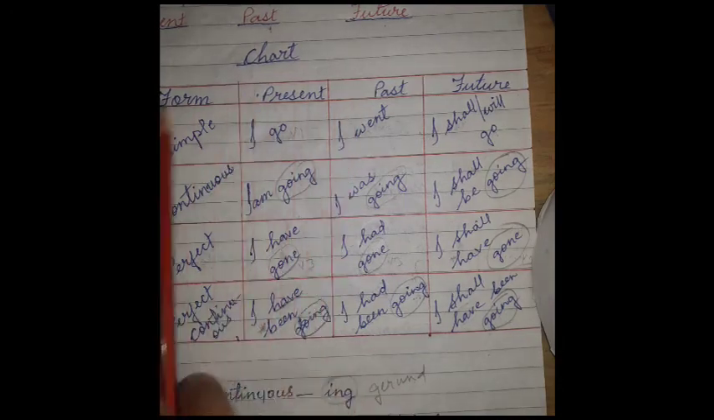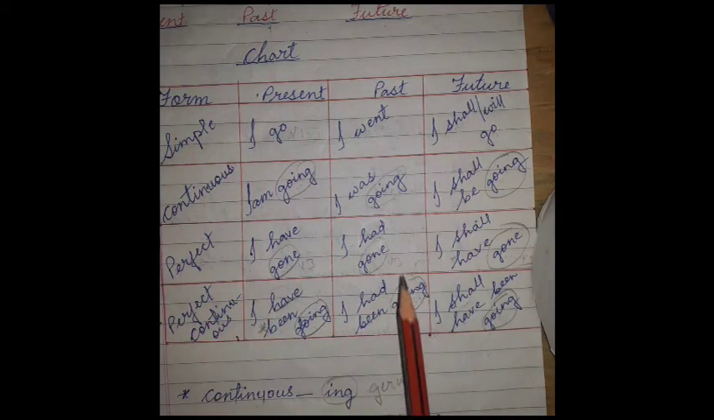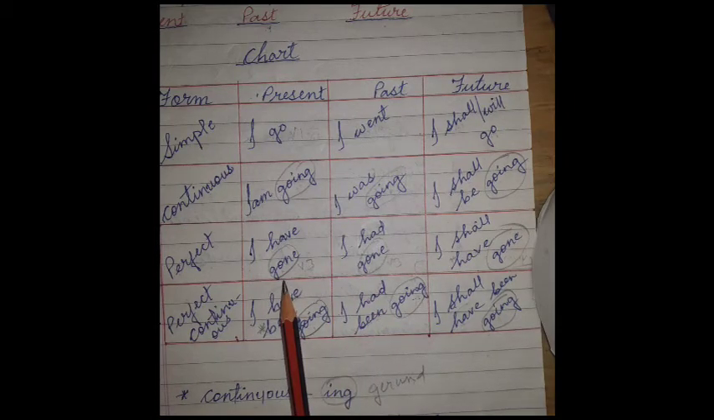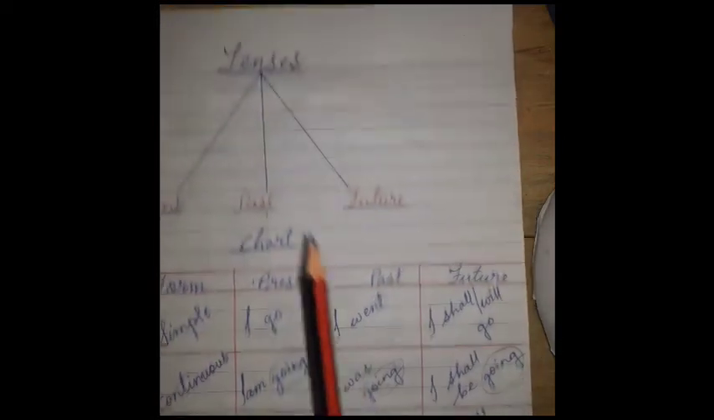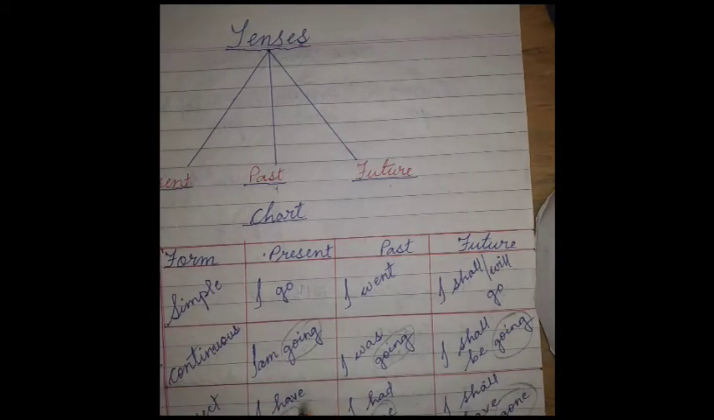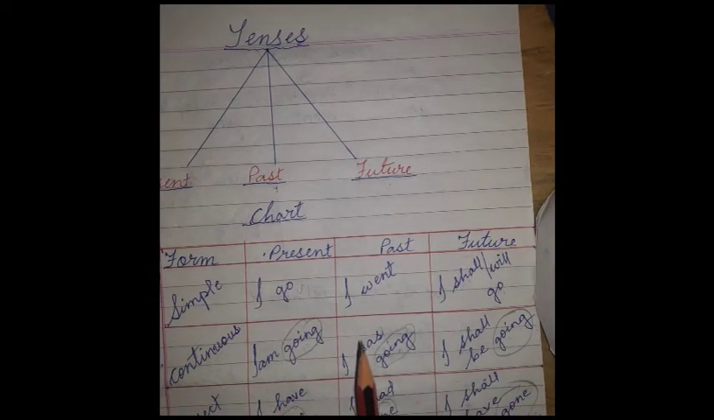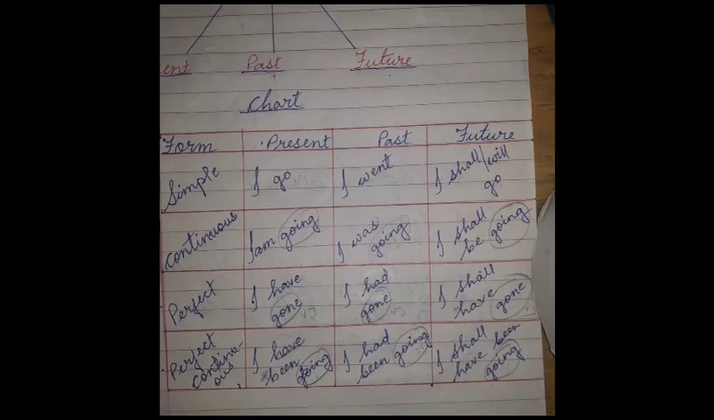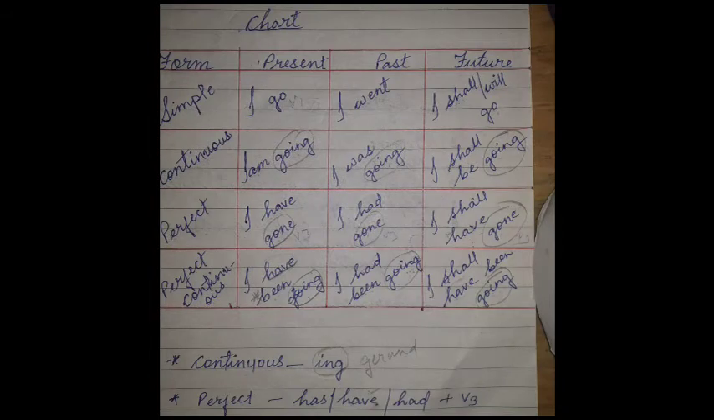Remember this chart, students. Learn it at home. As I have told you, this is very basic. This is very, very important in English grammar. One of the most important chapters in English grammar is tenses. So students, learn it, practice it, memorize it, or else you'll find it more difficult in the next chapter. So students, let me give you some more examples. Give me one moment.